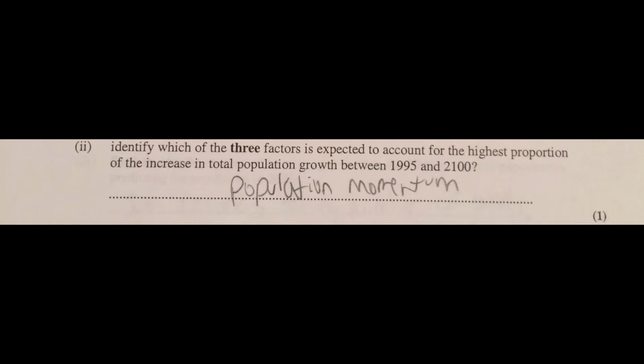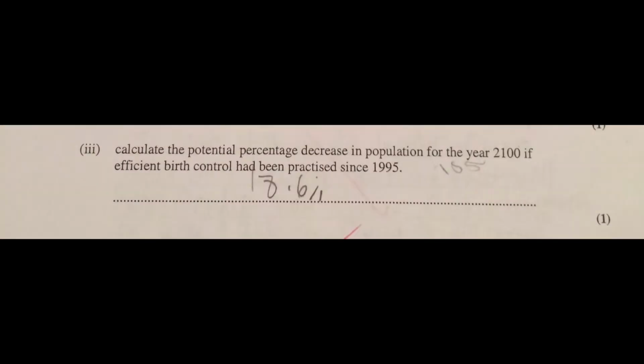therefore it has the highest proportion of the increase in total population. Part A, question II says calculate the potential percentage decrease in population for the year 2100 if efficient birth control had been practiced since 1995. This is only 1 point and is a calculation problem. Don't forget the units. This one will be in percent.